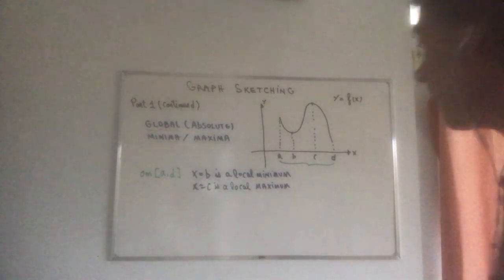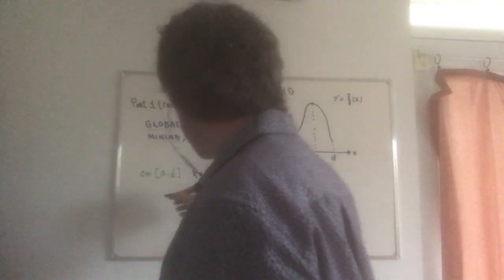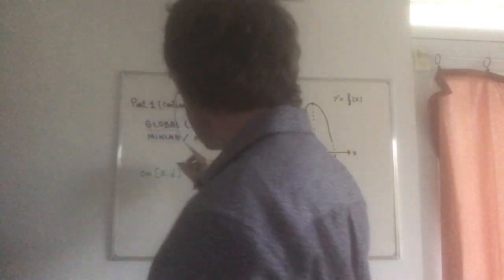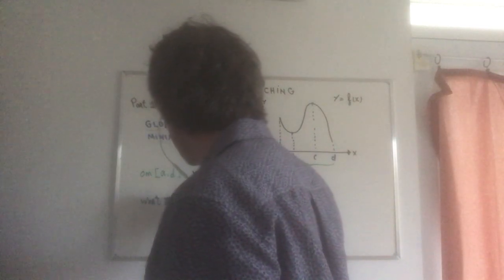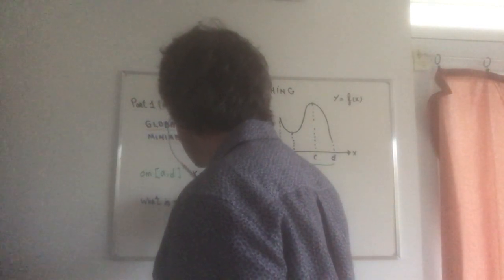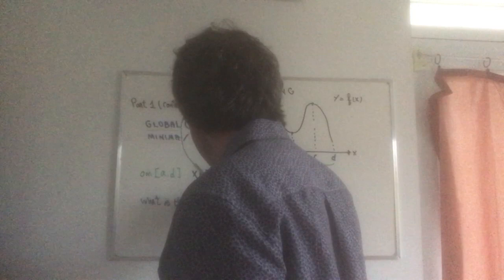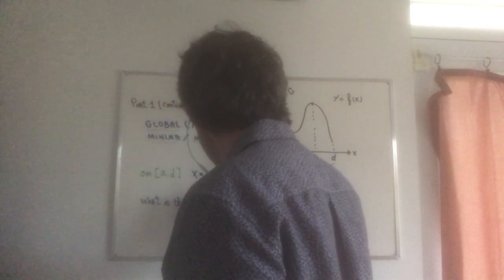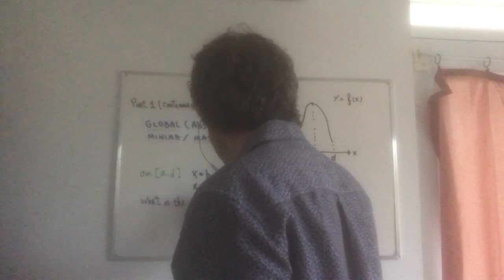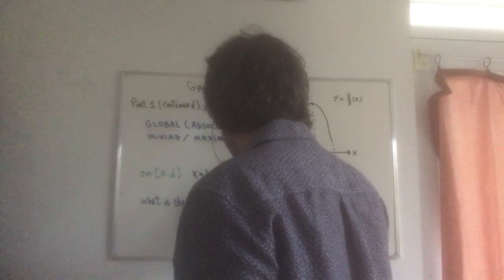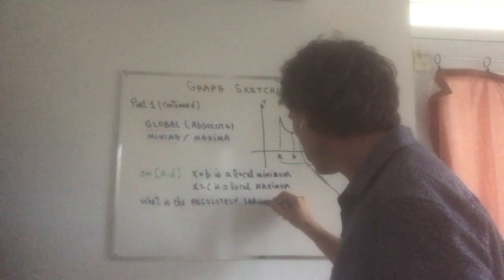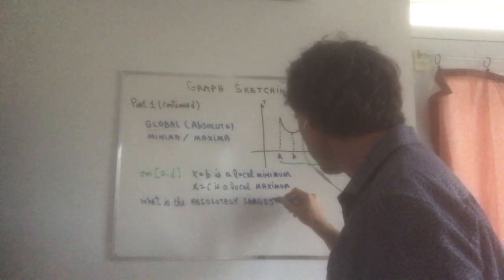Okay, so that's basically stuff from the graph, and we are familiar with this sort of thing. Now the question I'd like to ask is this. On the interval AD, I'm still talking about the interval AD here, what is the absolutely largest value of y?